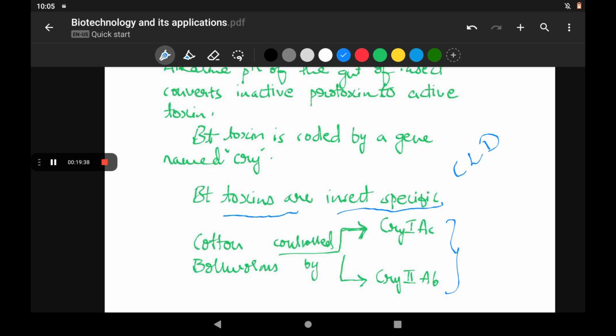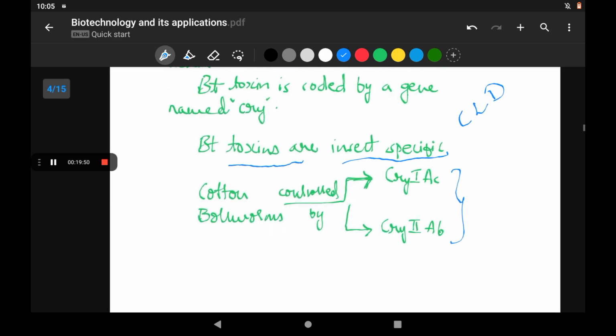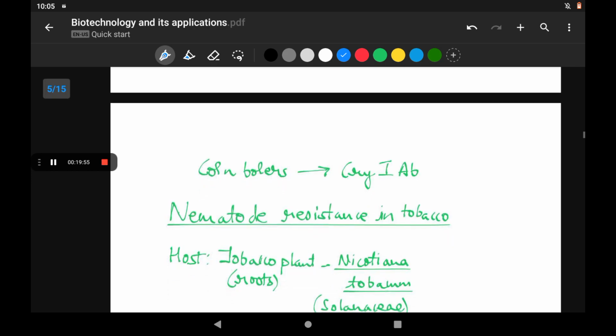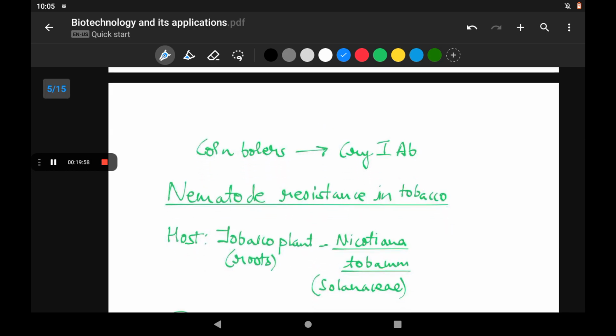the toxins, Bt toxins, which act at the pH part of their gut. They are going to make a hole in the insect's gut, and it's a very painful death for the cotton bollworms. So in corn borer, the Bt toxin is Cry1Ab. So we should be very thorough with these points, which can be asked either as match the following or as a memory-based question in the NEET examination.